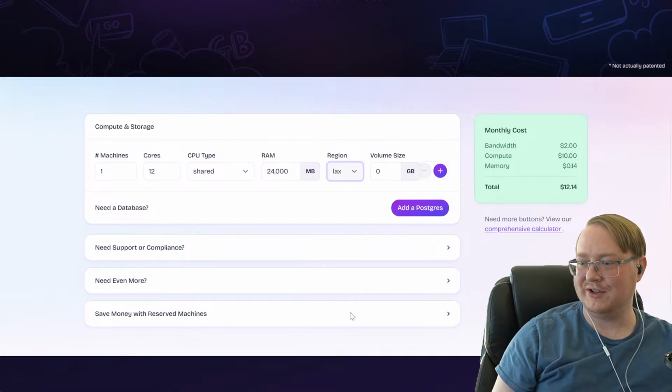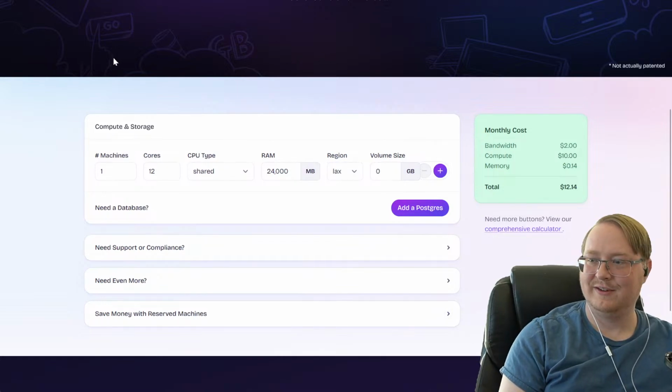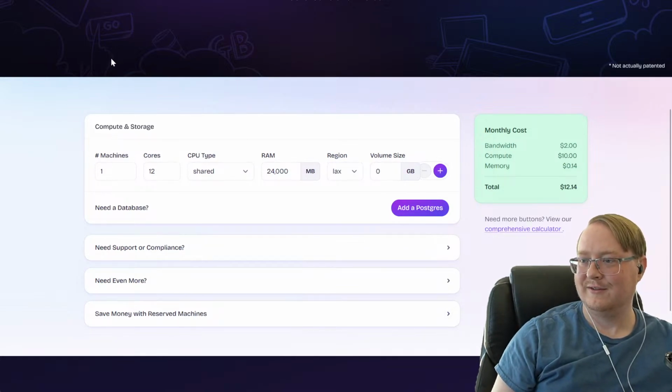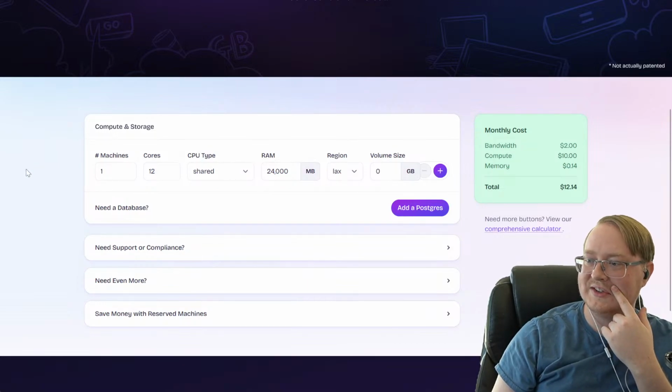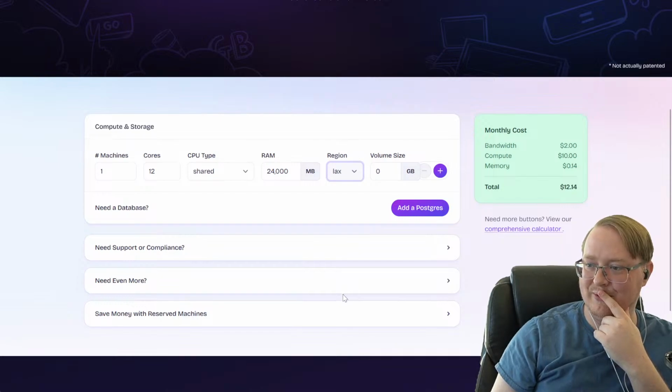Okay, they don't have an LGA. They have a Teterboro. Teterboro Airport is the IATA. These aren't airport codes, man. This is bullshit.